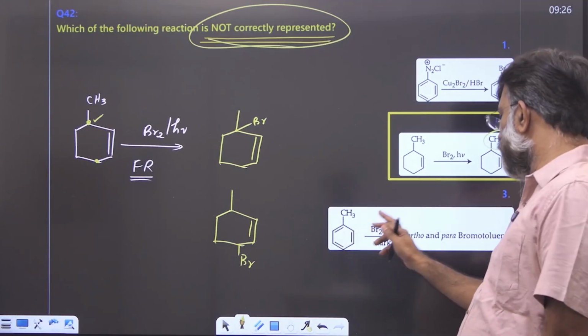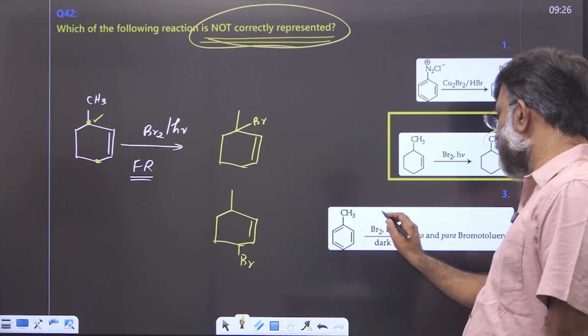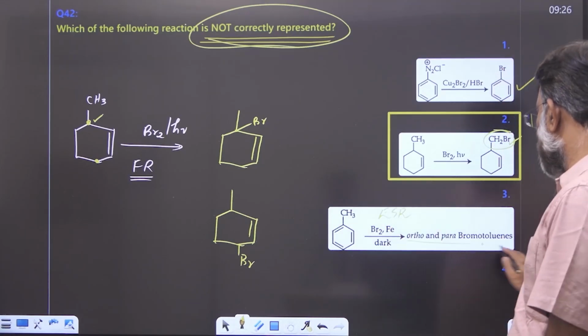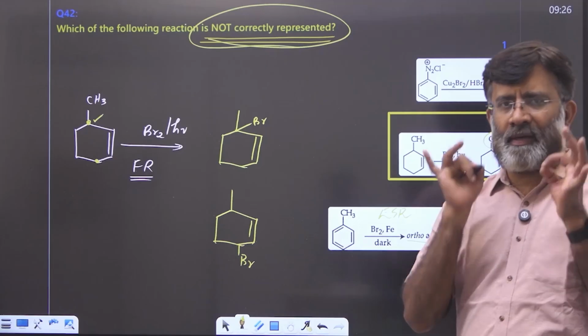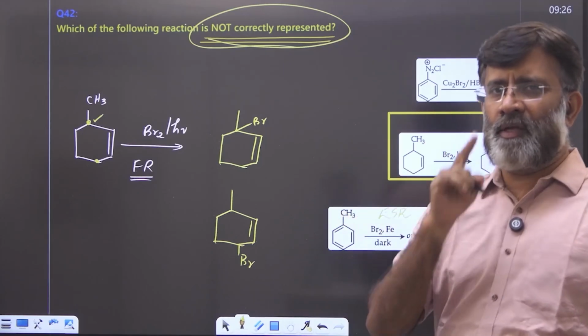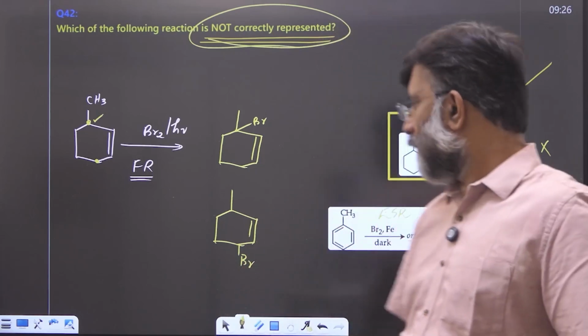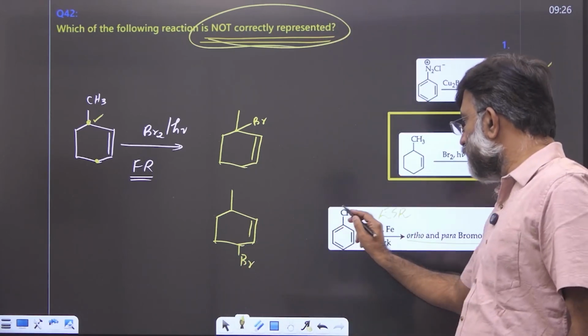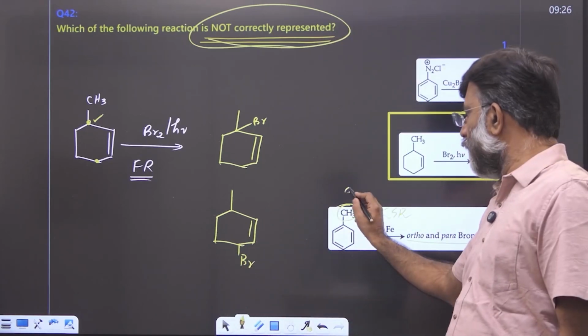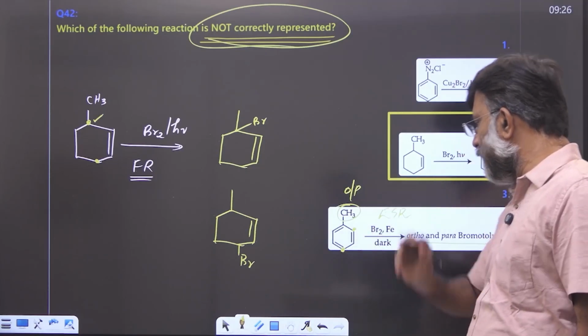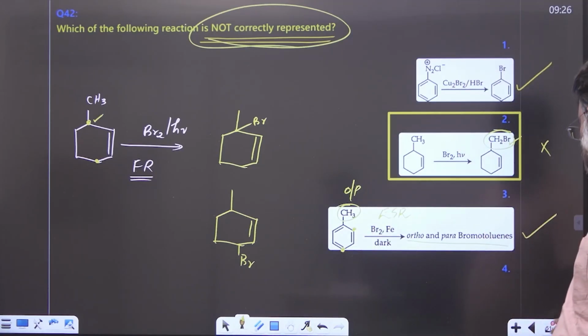Toluene, bromine, iron, that is an electrophilic aromatic substitution reaction. You get ortho and para bromotoluenes, the correct answer, because the CH3 group is ortho-para directing in the benzene ring, and bromine may come here. That is a correct reaction.